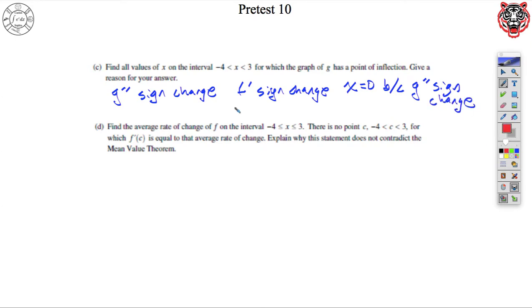This is only 1 point, so it's out of 1. And if you have x equals 0, you also have to have the sign change. You have to have the x equals 0 and the explanation. Sorry, I'm getting flustered because I'm trying to go super fast.